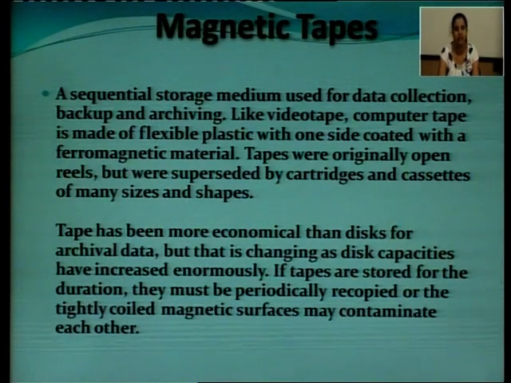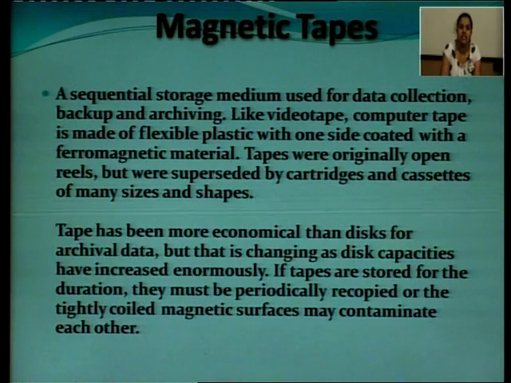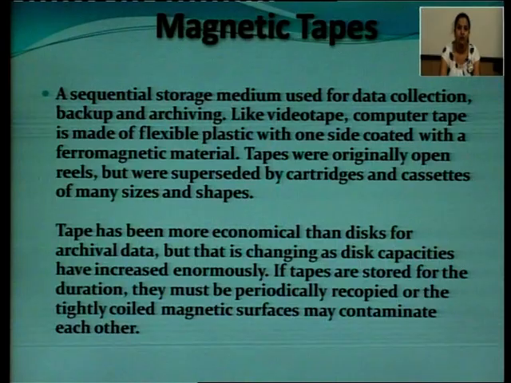The first comes the magnetic tape. A magnetic tape is a sequential storage medium used for data collection, backup and archiving. Like videotape, computer tape is made of flexible plastic with one side coated with a ferromagnetic material. The tapes were originally open reels but were superseded by cartridges and cassettes of many sizes and shapes.